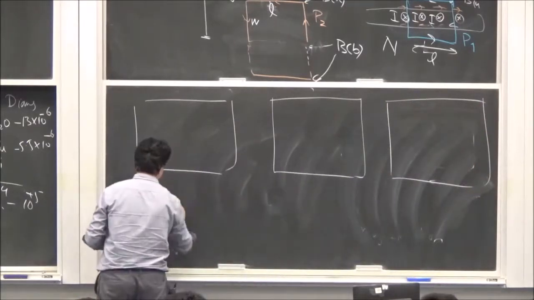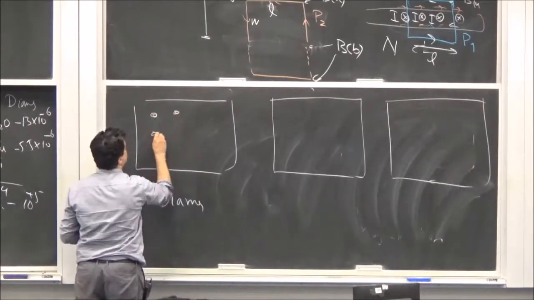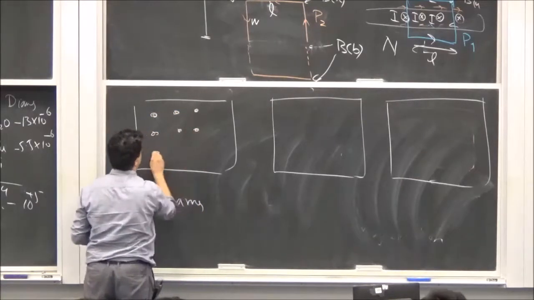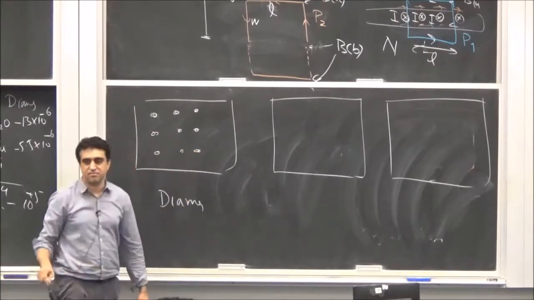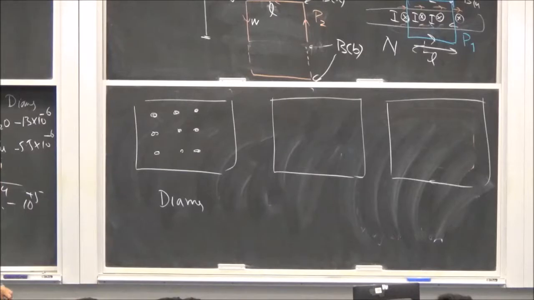So start with a diamagnet. For diamagnets, most people would have atoms with no magnetic moments on them. They won't have any magnetic moments on them.